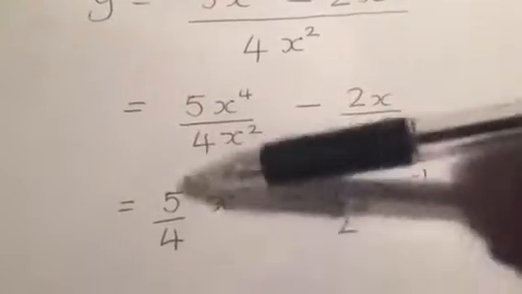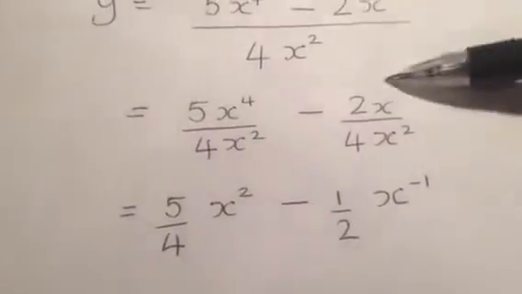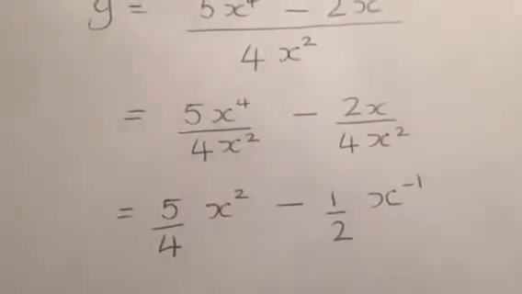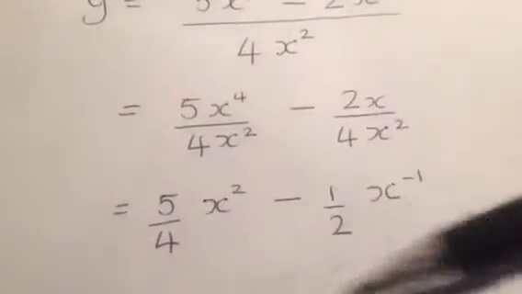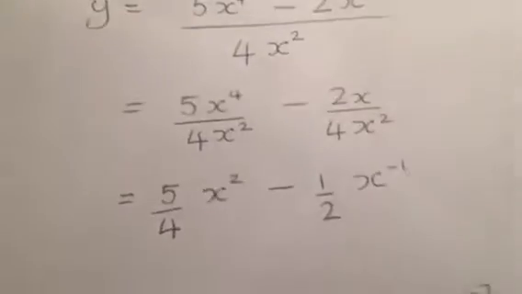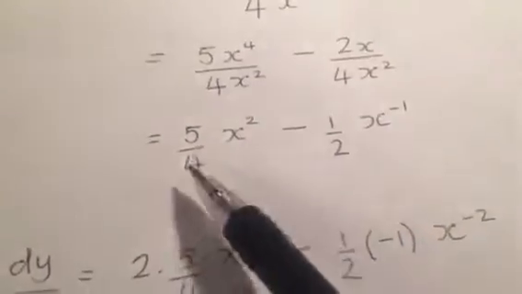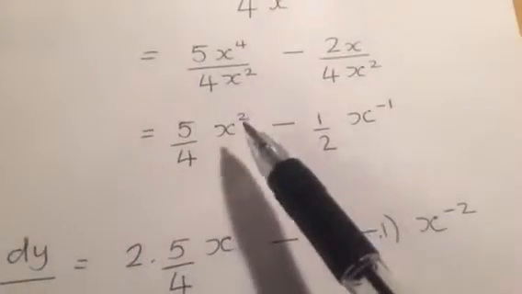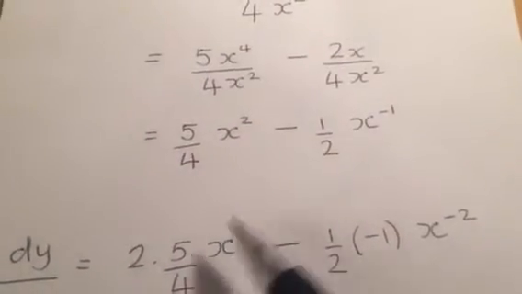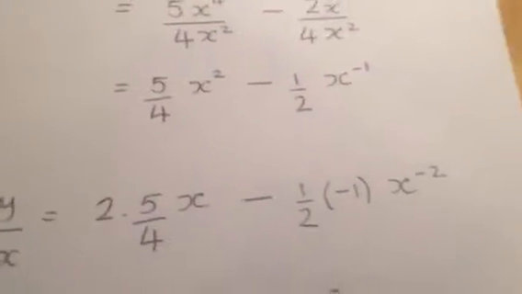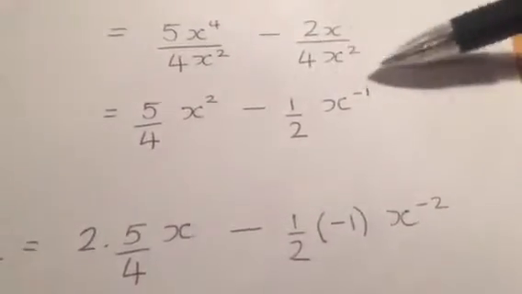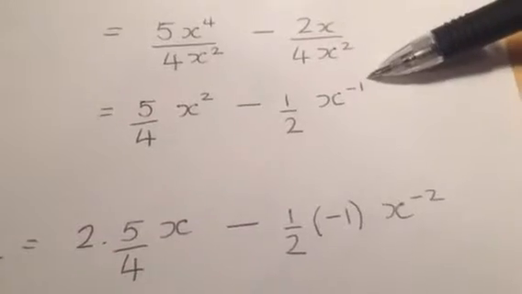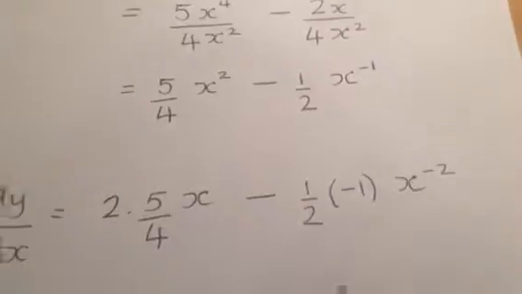Remember, the number is separated out at the front. 2 over 4 is a half. And then x over x squared is x to the minus 1. Now that I've got it into that form, I can apply the rule. So power to the front, so it becomes 2 times 5 over 4 x, 2 minus 1, the power is 1, it's just x. And for this one, a half, power to the front, look out for the sign, it's a negative 1, and take 1 off the power to give me negative 2.